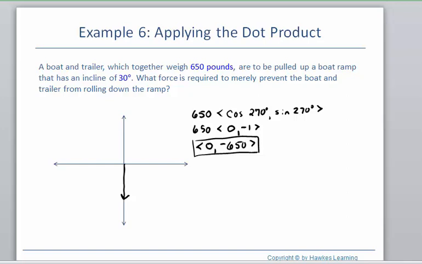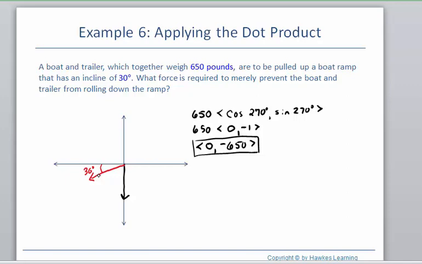Okay, so our other vector is going to be the boat ramp, and we know that the boat ramp has an incline of 30 degrees, so I'm going to draw the boat ramp right in here, and I've got a 30-degree angle sitting right here. Now, I don't really know how long that boat ramp is, but I know that if my boat and my trailer are sitting right here at the origin, then I would be moving down that boat ramp.